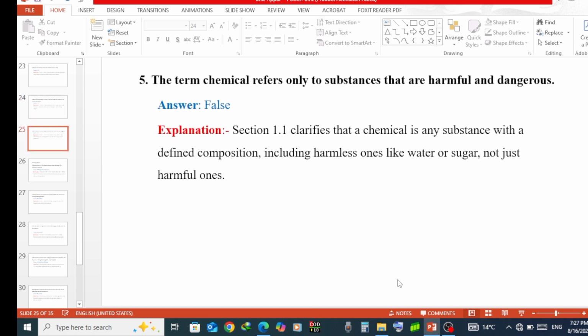The answer for number 5 is false. In your textbook, section 1.1 clarifies that a chemical is any substance with a defined composition, including harmless ones like water or sugar, not just harmful ones only.